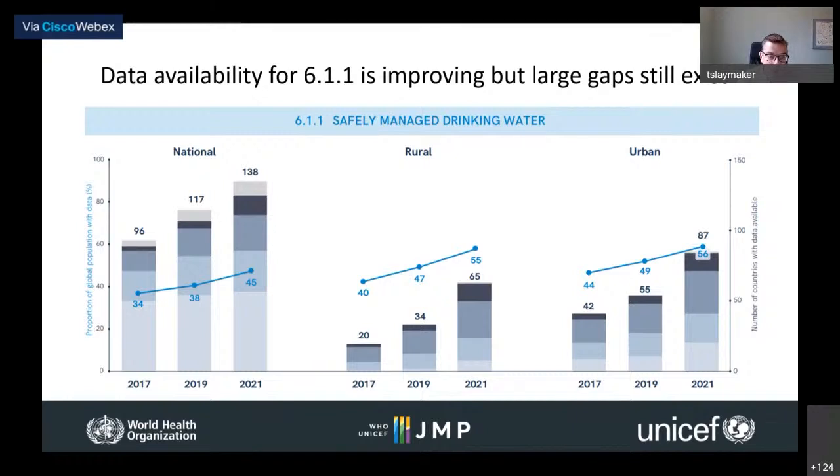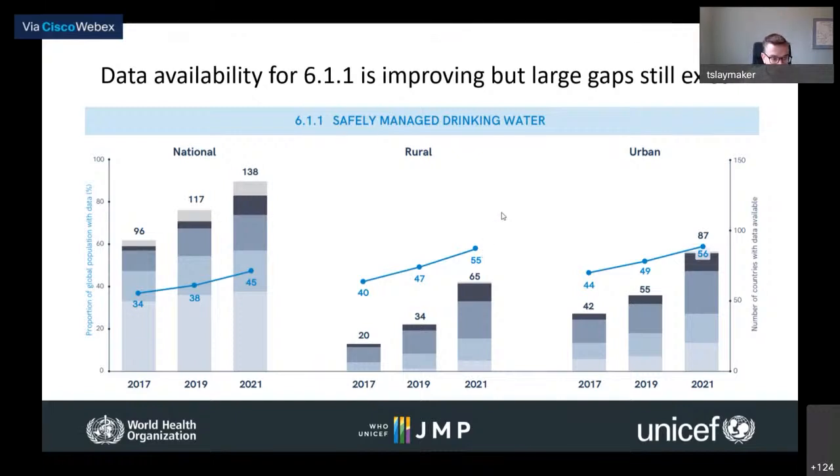In 2021, we had data for 45% of the national population. You can see data coverage has been improving for both rural and urban, but the rapid increase in the number of countries with estimates for rural populations, which you see here, has been largely driven by the inclusion of water quality testing in household surveys, which has enabled a threefold increase in the number of countries, from just 20 in 2017 up to 65 in 2021.